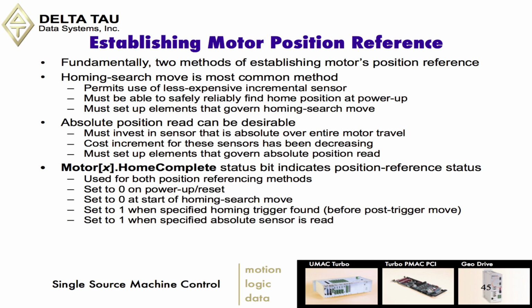So it actually goes true before the post-trigger move completes. So moving back to the home position, there's still the little bit amount of time it takes to get back to the position that it found when it found the trigger. And then it's set to 1 when the specified absolute position sensor is read. There's a number of ways to read absolute position sensors.